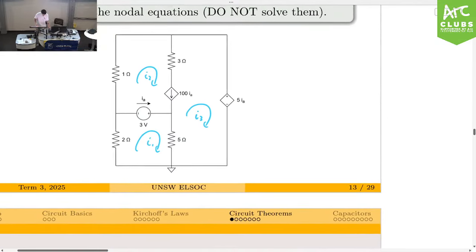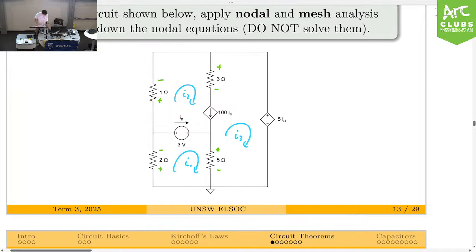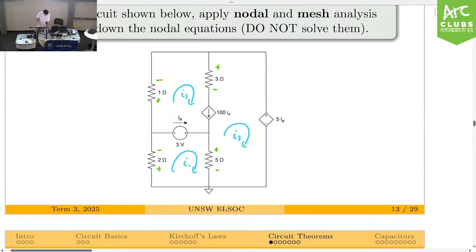Okay, let's get back to this. Let's label our polarities. So always start with I1. We're going to go from positive to negative. Let's continue from I2. So plus, minus, plus, minus. And then we have nothing else to label for I3.